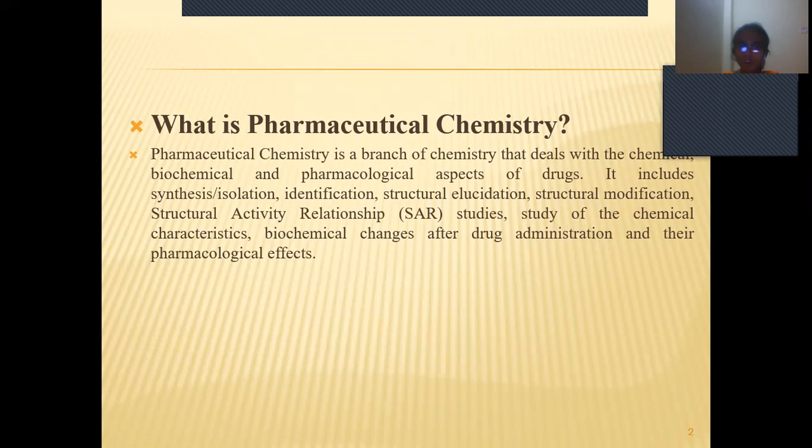Pharmaceutical chemistry is nothing but a branch that deals mainly with the chemicals and the drugs that we use daily in our life. So we will read about the chemicals and the drugs, and how they act in our body.